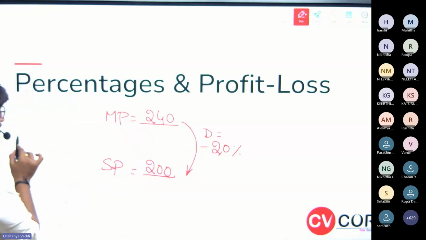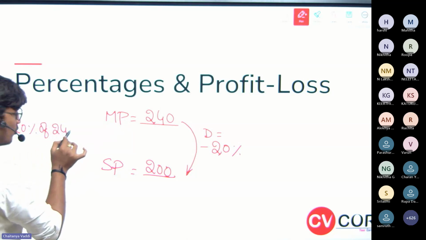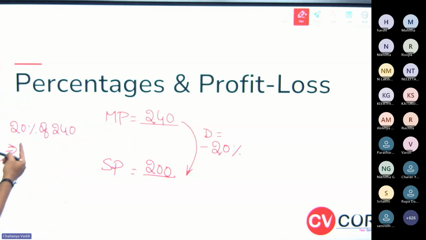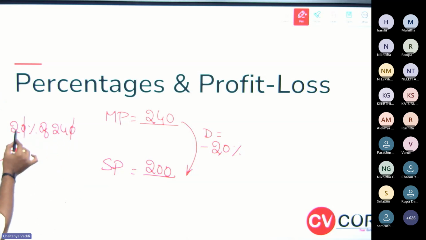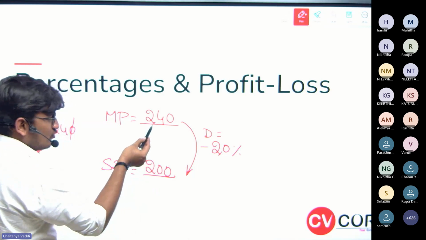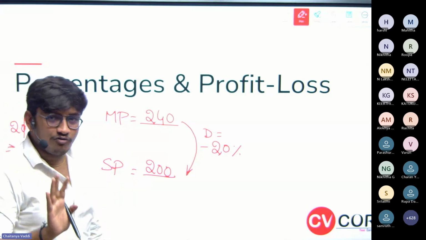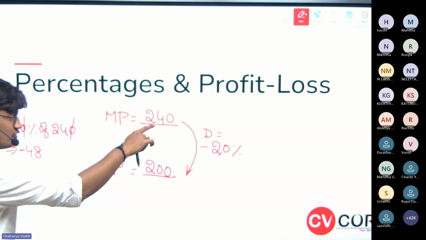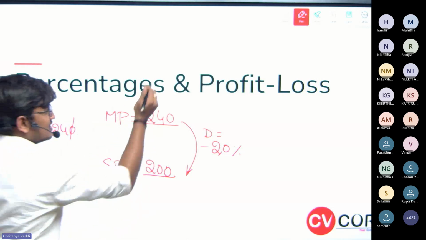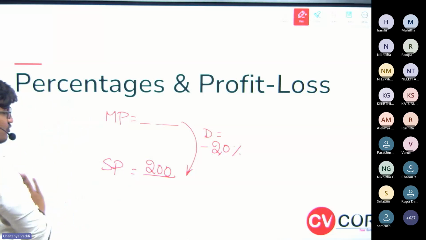Let's check. 20% off 240, how much should it decrease? As I said at the start, one shortcut: 0, 0 cancel, 24 twos are 48. Now I got a 48 rupees discount. If I remove 48 rupees from 240, will I get 200? No, it is only 192, correct? So the market price is not 240. The majority of students who posted 240 are wrong.